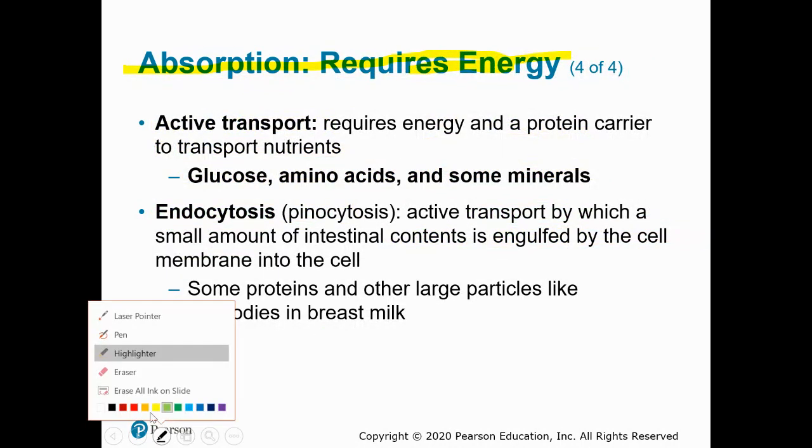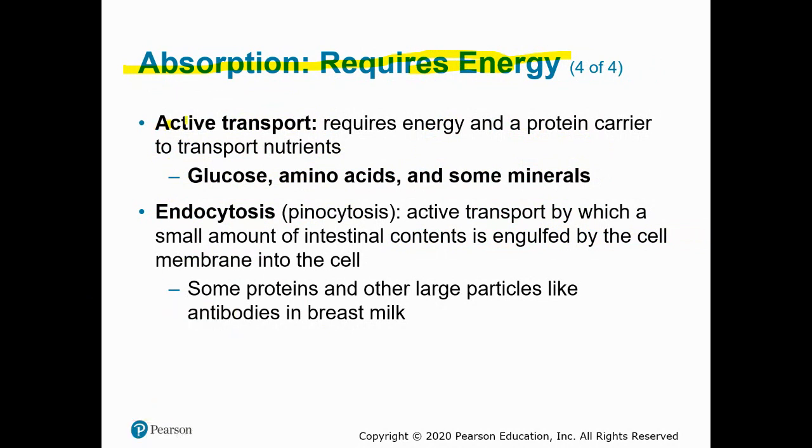Okay, then the two types of absorption that require energy are active transport and endocytosis. So active transport says active, right? That should pretty easily indicate to us that it requires energy and a carrier protein. So some of the nutrients that absorb via active transport are glucose, amino acids, and some of our minerals.